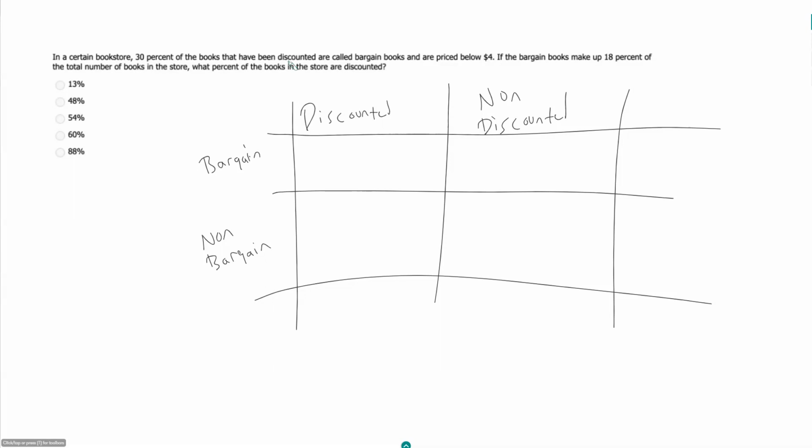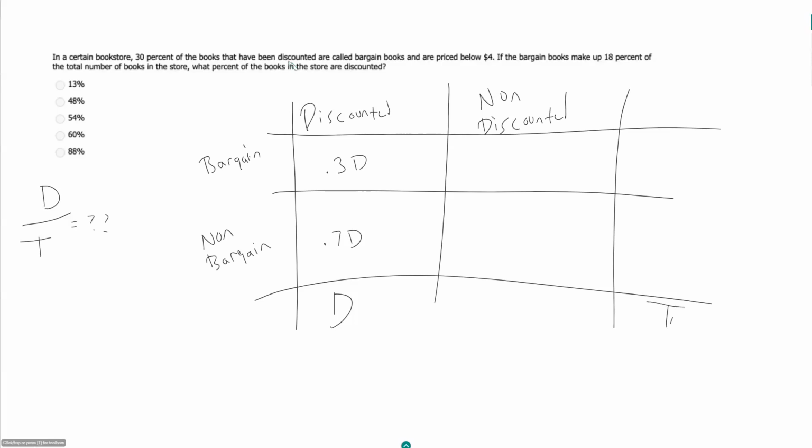So 30% of our books that have been discounted are called bargain books. So let's say D is our total number of discounted books. And then they say 30% of those are bargain books, so we would have 0.3D here, which means we would have 0.7D here. Then it says if the bargain books make up 18% of the total books in our store, what percent of the books in the store are discounted? So we need our discounted over our total is what we're looking for.